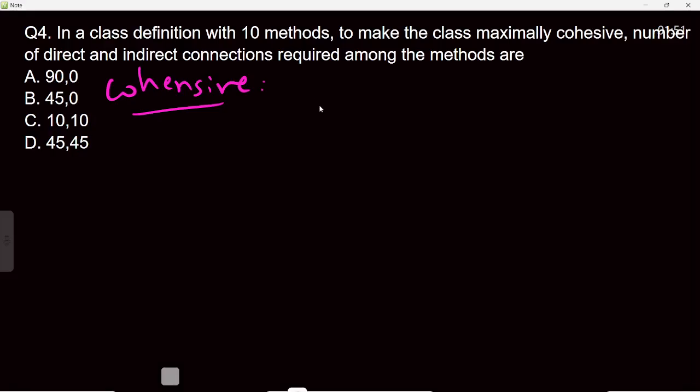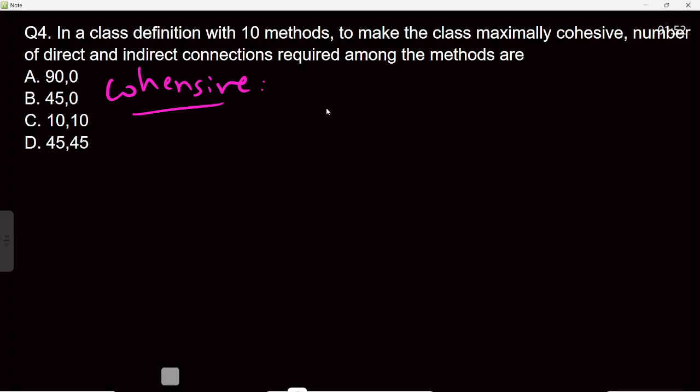How strongly methods are connected or related to each other. For maximum cohesion, every method of the class should be connected to every other method, either directly or indirectly. So if we have to make it maximally cohesive, then all the method pairs should be connected.